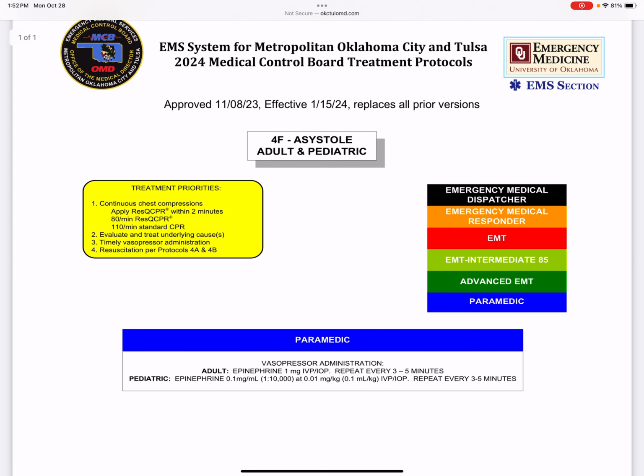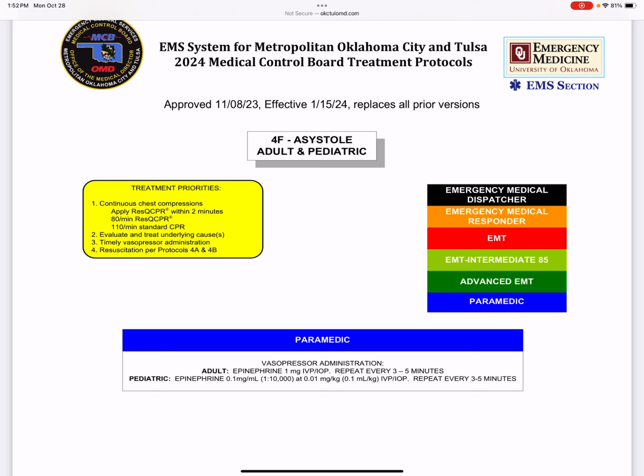So for vasopressor administration for adults, looking here at the bottom, epinephrine 1 milligram IV push, IO push, repeat every 3 to 5 minutes. And then your pediatric is 0.1 milligrams per milliliter, 1 to 10,000 at 0.01 mg per kg. 0.1 milliliters per kilogram IV push, IO push, repeat every 3 to 5 minutes.